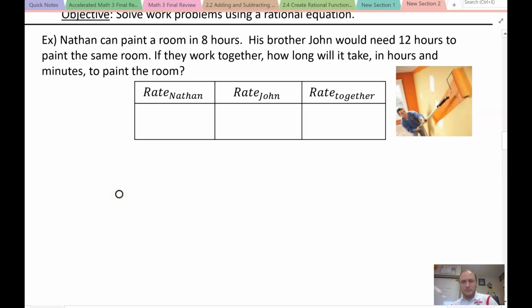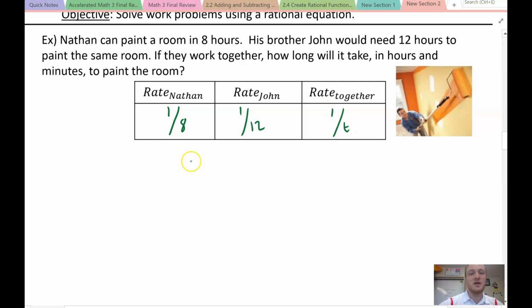So I'm going to go ahead and write down the individual rates, right? I know that it takes Nathan 8 hours, so that's 1 over 8. That's his rate. Okay, I know that it takes John 12 hours, so he paints 1/12 of the room in an hour. Okay, how long will it take if they work together? I don't know. So I'm going to use a variable, t.